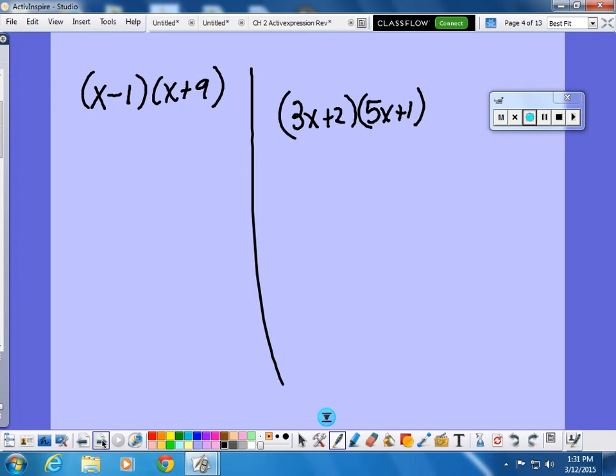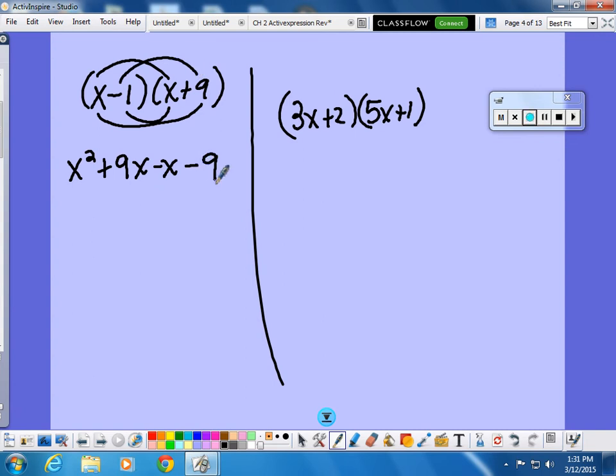Now, at first, it really helps to draw those little curves. So x times x is, again, x squared. You're going to see that a lot. And then x times 9 is 9x. And -1 times x is -1x. And -1 times 9 is -9. Do I have my like terms again? Yeah, you do, and you are going to have most of the time. So this will be x squared, and then 9 minus 1 is 8, 8x.